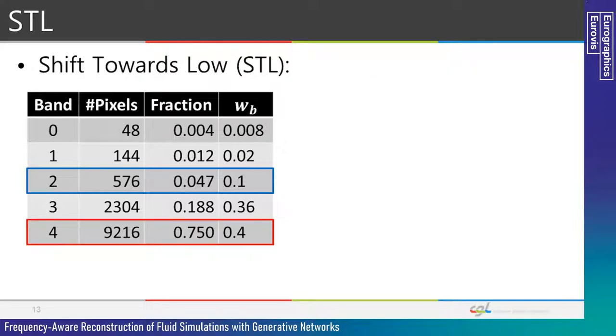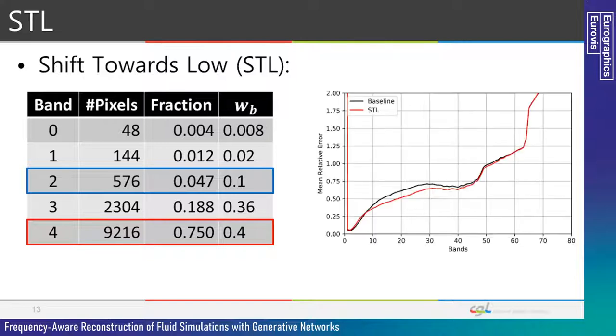The intuition behind this is that by putting less weight on the highest frequencies, which are mostly noise anyway, we free up capacity in the network to reconstruct the lower and mid frequencies, which are more important for visual quality, more accurately. On the right, you can see the mean relative error plot that we introduced at the beginning of a network trained with STL compared to a network trained with the baseline.